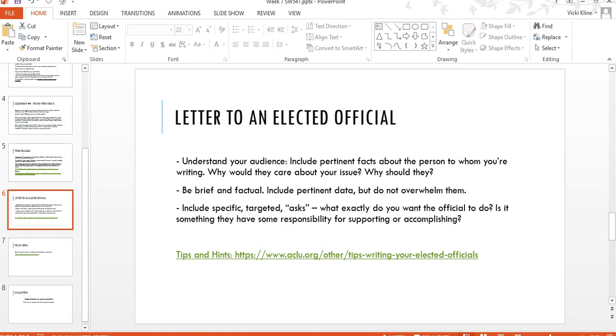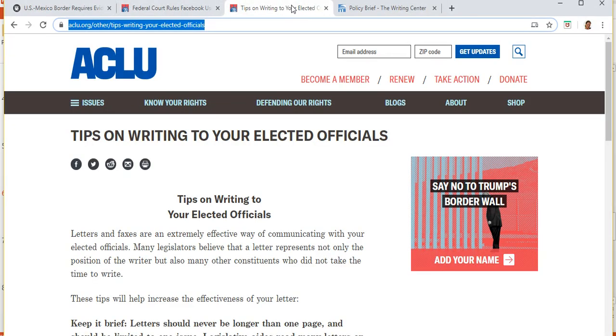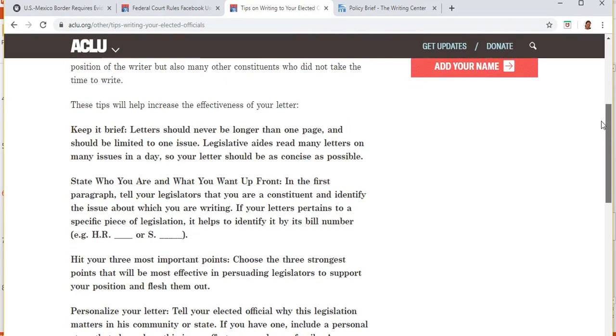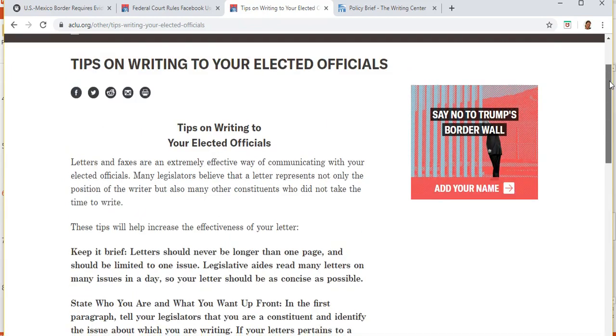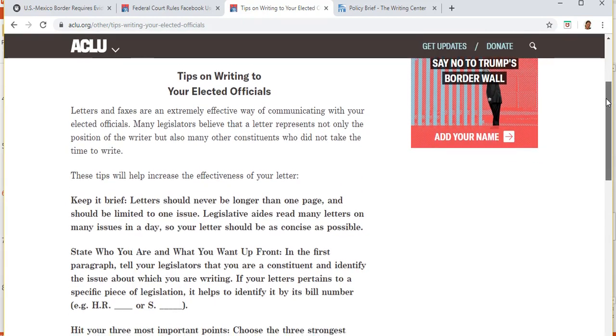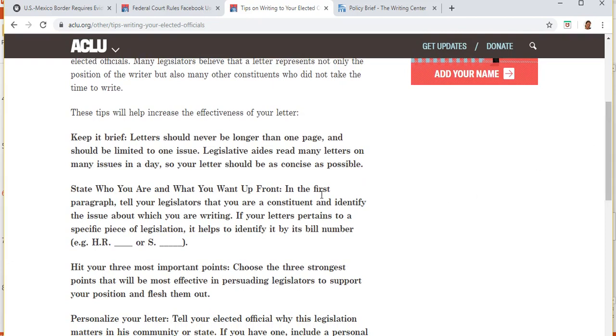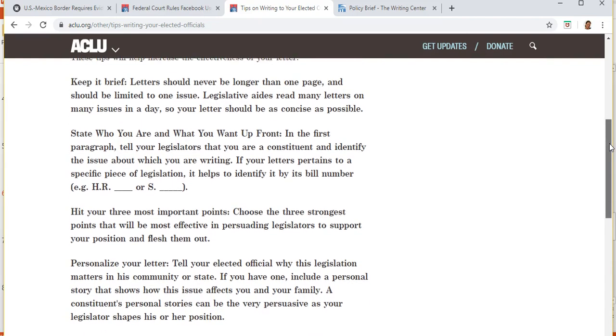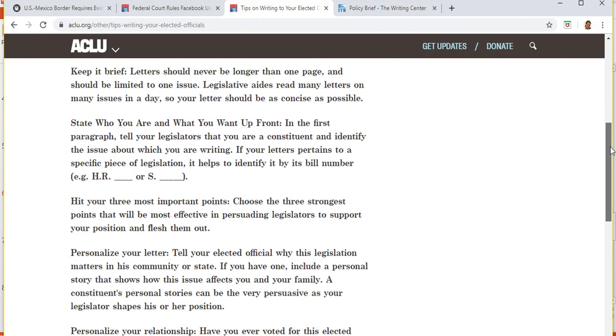I included an example here, again from the ACLU. This is a very brief and very good list of tips for writing to your elected officials. They also recommend that you keep your letters brief. They should not be longer than 1 page and should be limited to one issue. You want them to be concise, and you also want to make sure that your writing is clear and strong. That's me adding that, not from the ACLU. State who you are and what you want up front. Tell them that you're a constituent.